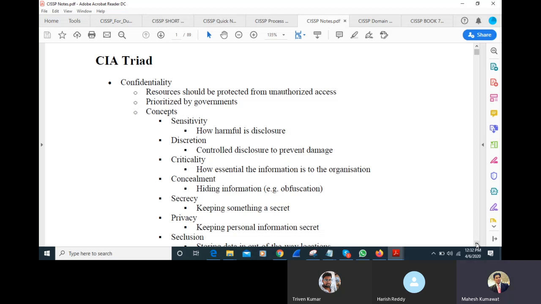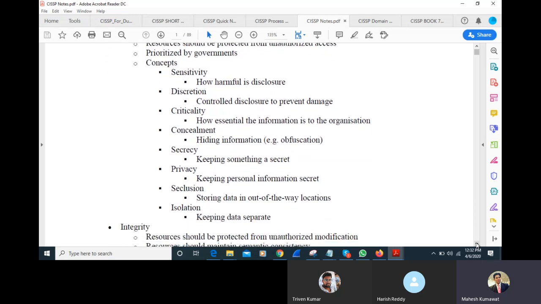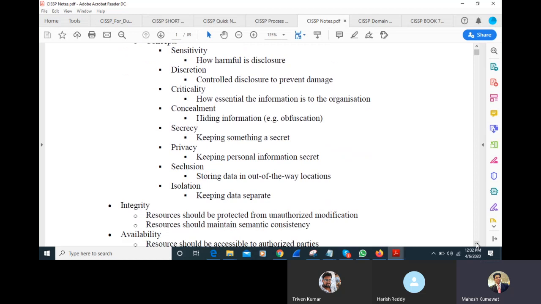Concealment is hiding information. Secrecy is keeping something a secret. Privacy is keeping personal information secret. So we have privacy information, and we have secrecy information. Concealment is where criticality of the data, discretion, sensitivity of data, and privacy come in. Seclusion is storing data in out of the way locations. Isolation is basically keeping data separate. So we are going to isolate the data.